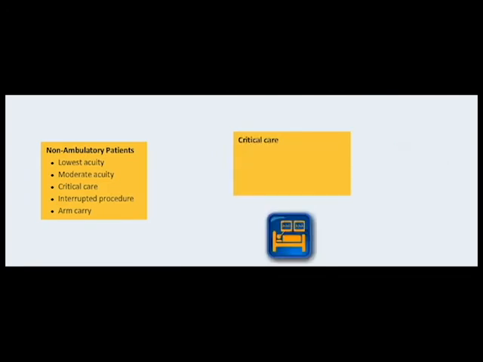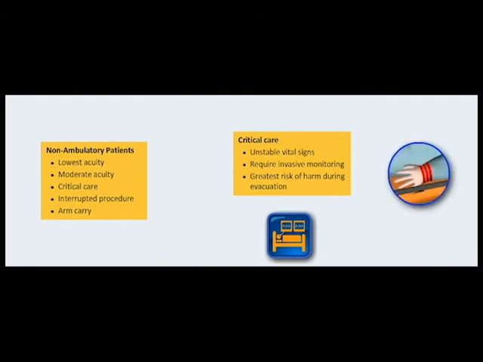Critical care. These patients have unstable vital signs, require invasive monitoring or other life support equipment, and are at greatest risk of harm during evacuation. Defend in place should always be considered as the best option for this group. Any movement should be as a last resort, when the risk of remaining outweighs the risk of evacuation. 3 red wristbands can be used to quickly identify this group.